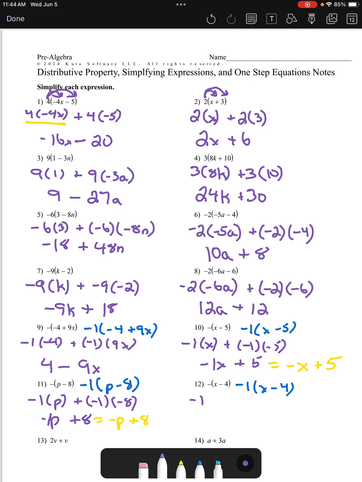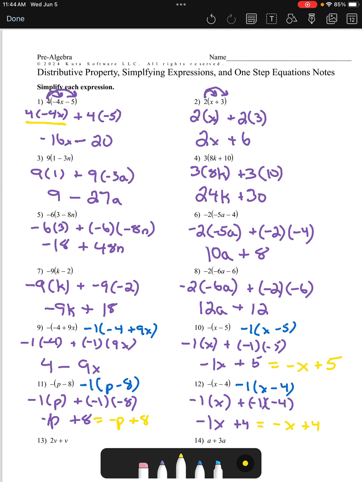Making my -1 visible in number 12 lets me see the expansion of -1 times x plus -1 times -4. -1 times x is -1x. -1 times -4 is positive 4. And again, that can just be written as -x plus 4.